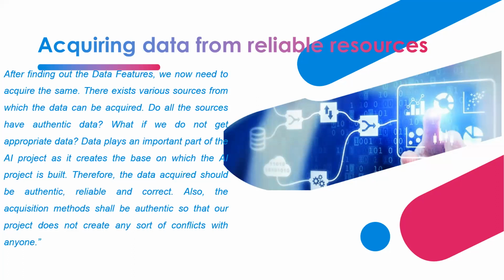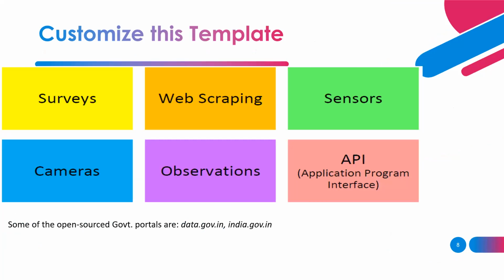Therefore, the data acquired should be authentic, reliable, and correct. Also, the acquisition methods shall be authentic so that our project does not create any sort of conflicts with anyone. You need to remember one thing: you should collect the data from open source government portals like data.gov.in and india.gov.in. You can collect data from other websites too, but it should be secure and the data should be perfect.